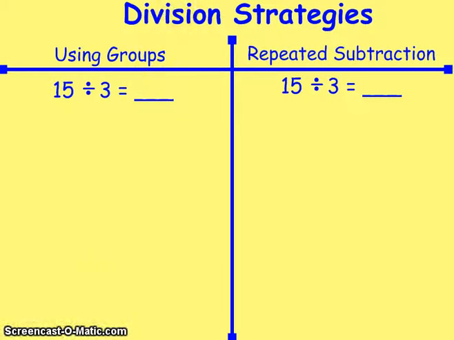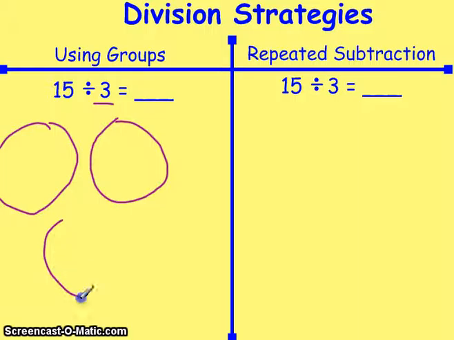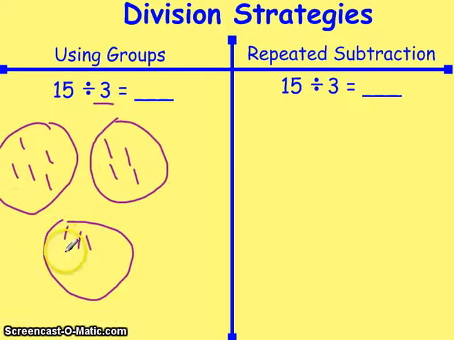Two division strategies that we have talked about are using groups and repeated subtraction. If I start with groups, I'm going to take my 15 from my dividend and divide it into 3 groups, like my divisor shows. So 1, 2, 3. And I'll put 1 in each group until I use 15. 1, 2, 3, 4, 5, 6, 7, 8, 9, 10, 11, 12, oopsie, 13, 14, 15. I went out of order, but I fixed my problem.